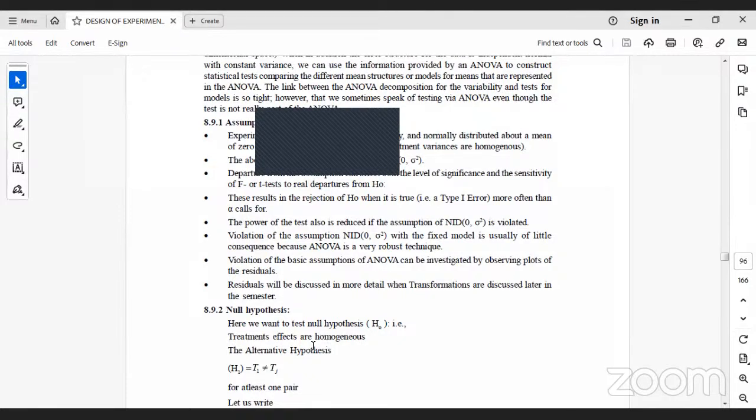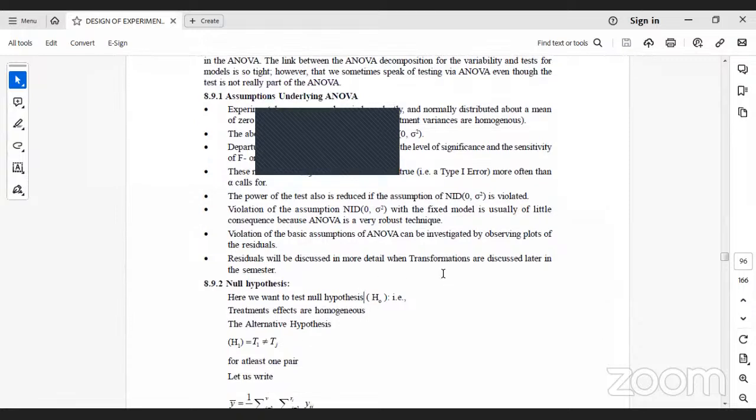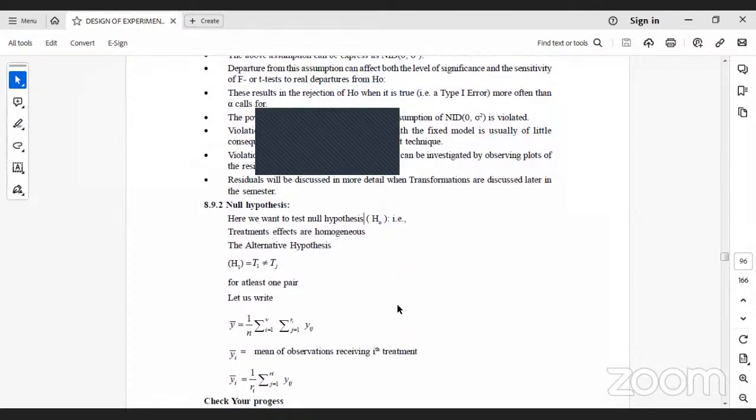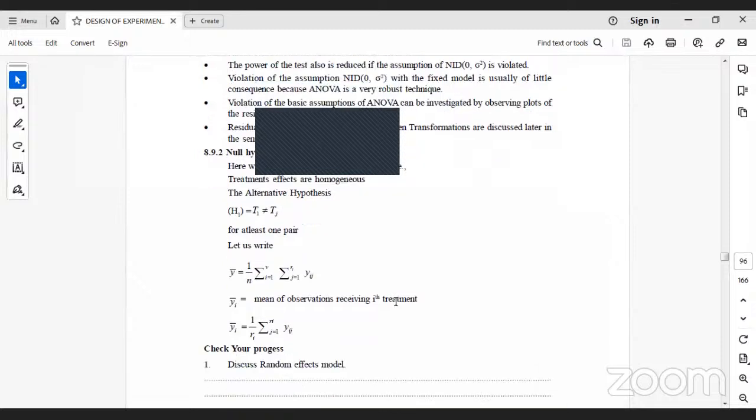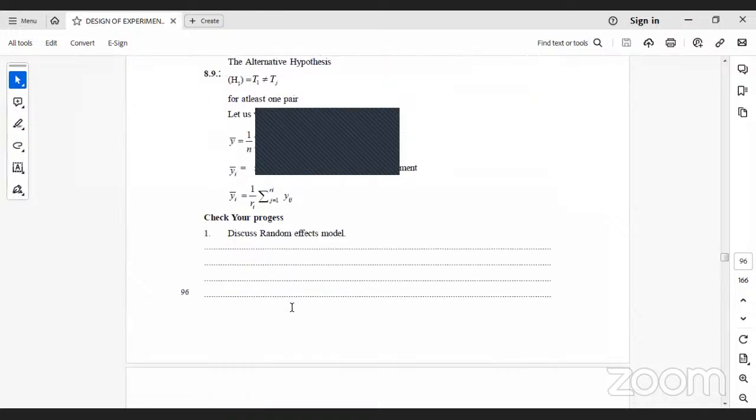Null hypothesis H0 is taken as equal, and the alternative hypothesis as not equal for at least one pair. We can write y bar is equal to 1 by n, summation of i equal to 1 to v, summation of j equal to 1 to r of yij. So that is y bar, the mean of observations. And yi bar is equal to 1 by r summation of j of yij.